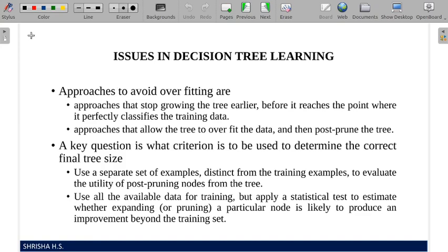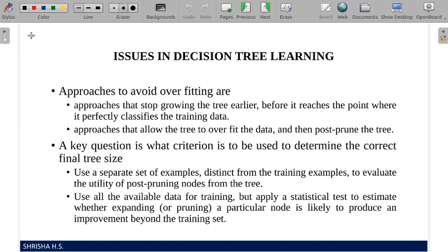A key challenge we have is to determine on what basis we decide that this is the correct tree size. If the tree size is very small, the accuracy may decrease. If the tree size is very big, it may overfit. So we have to find an optimum tree size.